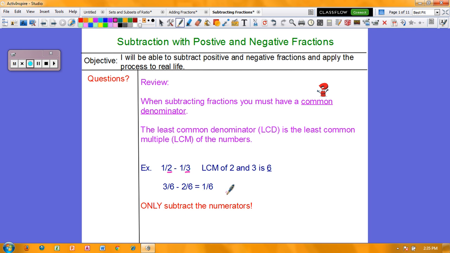Remember, even with subtraction, we are only solving the numerators. Again, if you are having trouble with our common denominators, please come to tutoring.